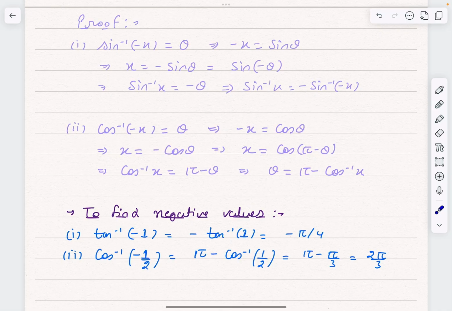Let us say you have to find tan inverse of minus 1. Again, take negative outside. Get minus tan inverse of 1. Tan inverse of 1 is pi by 4. So this will become minus pi by 4. If you have to find cos inverse of minus 1 by 2, you can write this as pi minus cos inverse of 1 by 2. Cos inverse of 1 by 2 is pi by 3. So pi minus pi by 3 will be 2 pi by 3. I hope it is clear, guys.